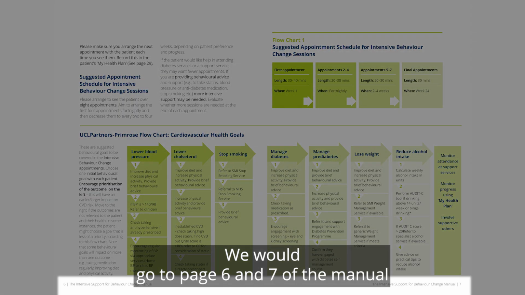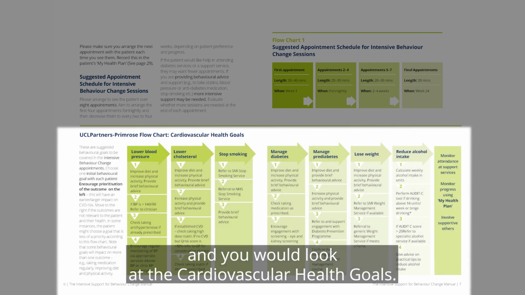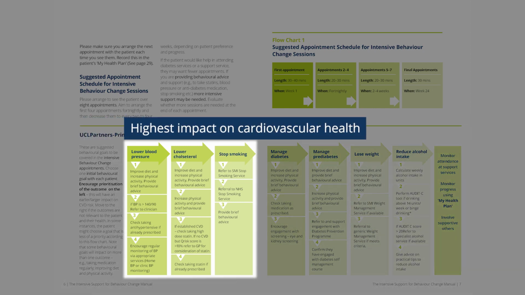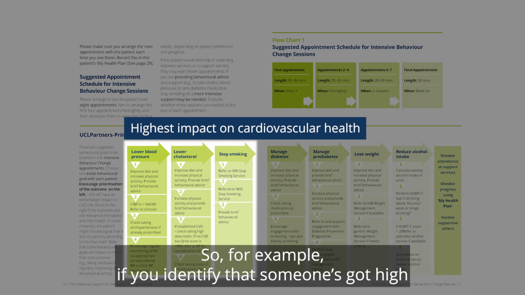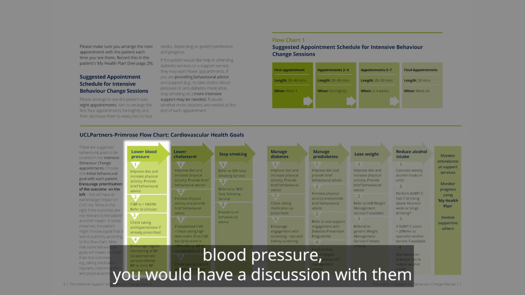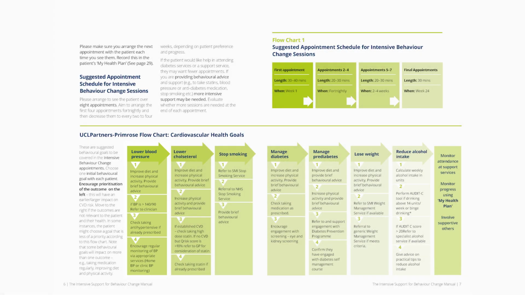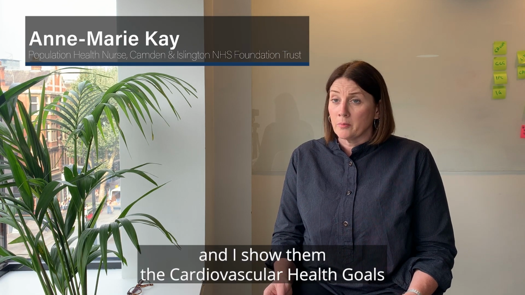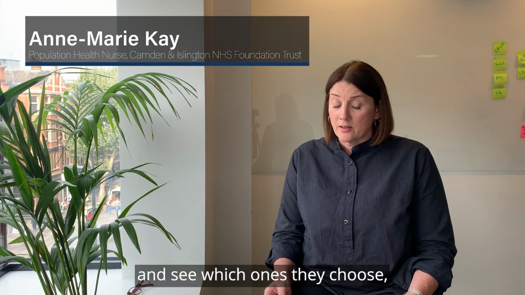We would go to page 6 and 7 of the manual, and you would look at the cardiovascular health goals. The health goals on the left are usually more focused and more important. So, for example, if you identify that someone's got high blood pressure, you would have a discussion with them on that goal. What I normally do is sit down with the patient and show them the cardiovascular health goals and see which ones they choose, or which they feel they would like to work on.